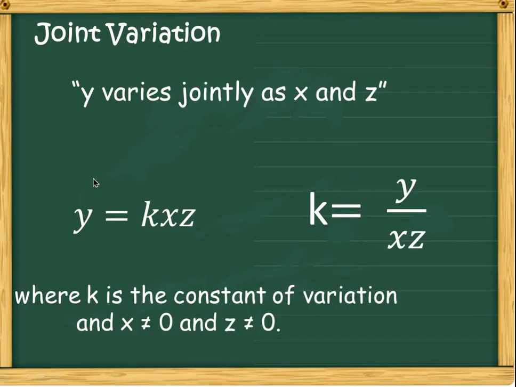So, joint variation. The statement y varies jointly as x and z can be written as y is equal to k times x times z, or k is equal to y over xz, where k is a constant of variation and x and z are not equal to 0.